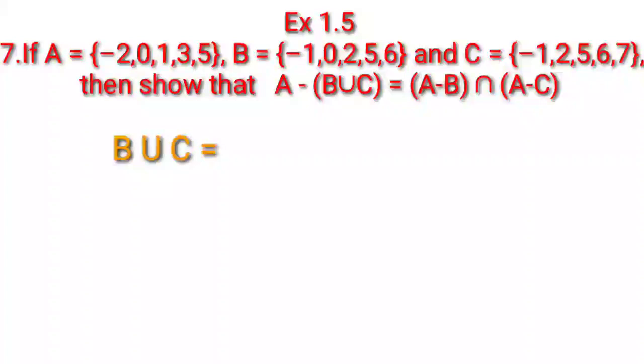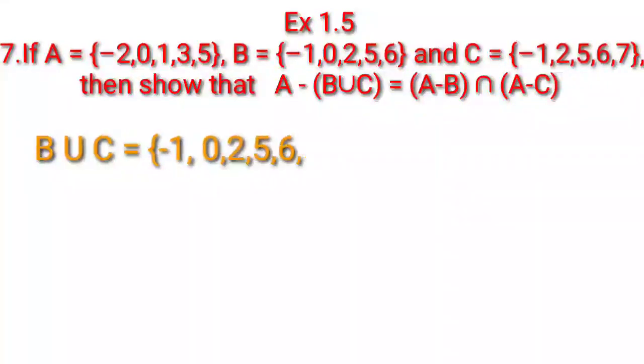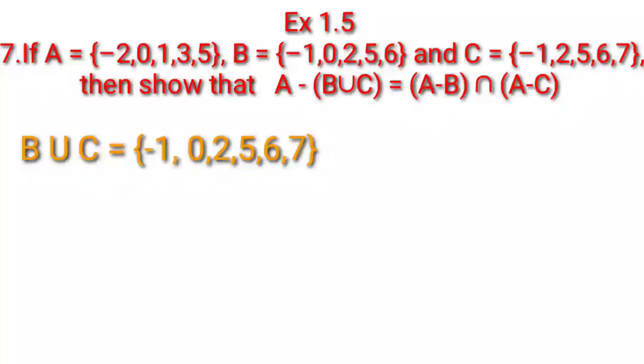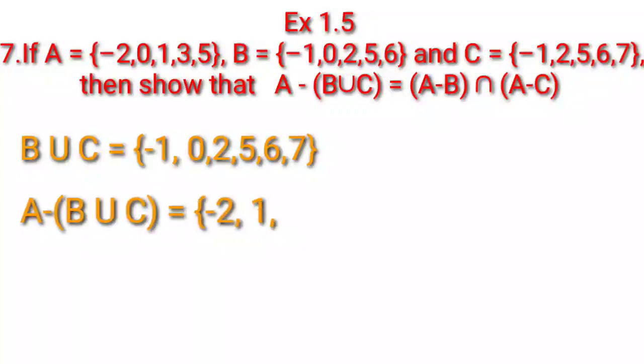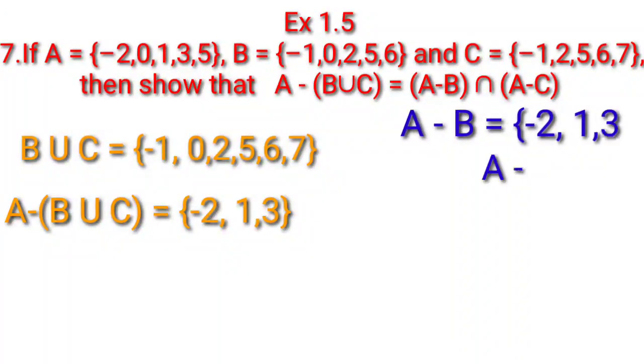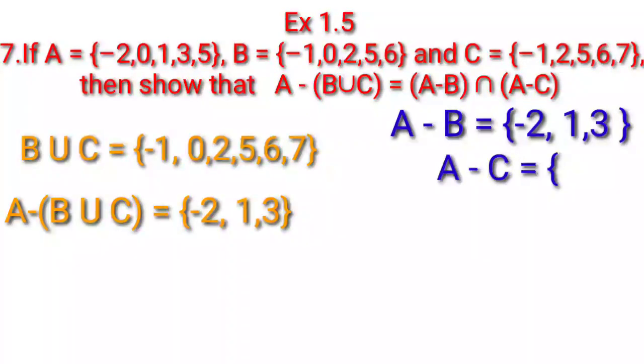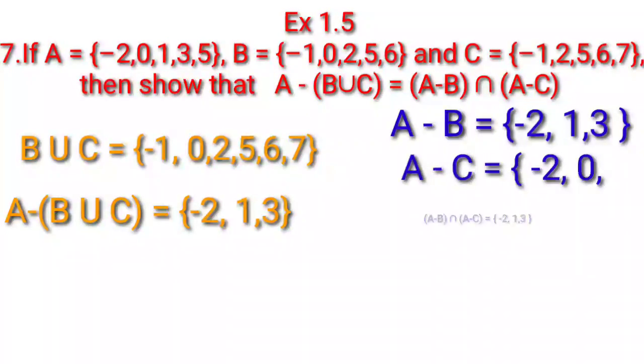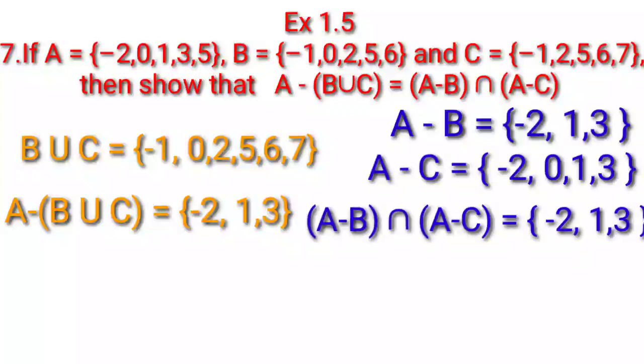First we are going to find B union C. Here we have to write the union of two sets: {-1, 0, 2, 5, 6, 7}. Then the difference of A with this set gives {-2, 1 and 3}. Then A minus B is equal to {-2, 1 and 3}. And then A minus C is equal to {-2, 0, 1, 3}. Then the intersection of these two sets gives {-2, 1, 3}.